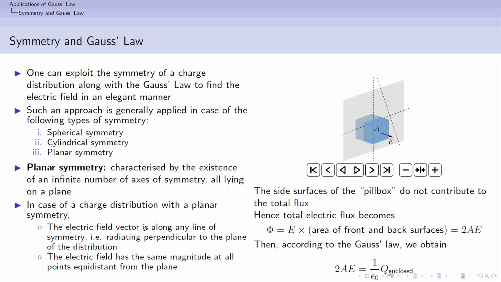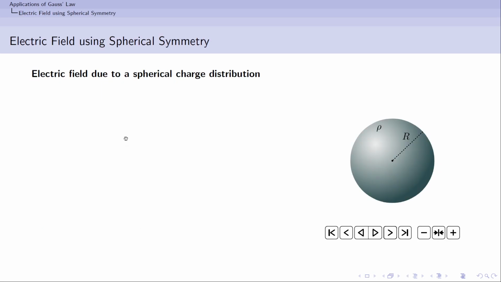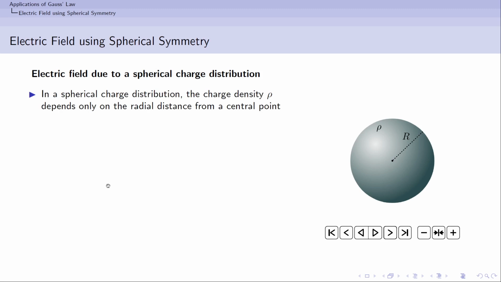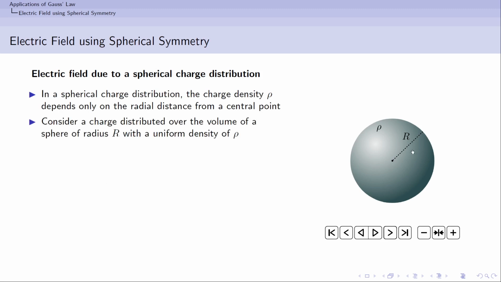Okay, so let's now apply this to the case of a spherical charge distribution. Here we consider a charge which is distributed uniformly over a sphere of radius capital R. So we have a sphere with radius capital R, and a total charge, let's say capital Q, is distributed over this entire sphere with a uniform density of rho.